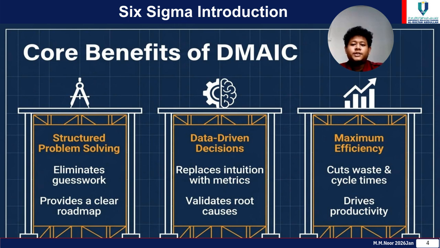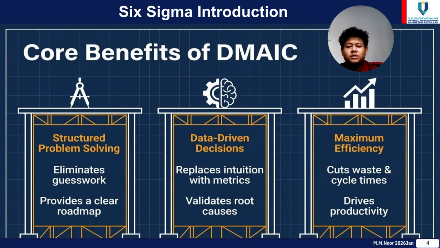Before detailing the phases, let's address why organizations invest heavily in this architecture. The core benefits of DMAIC break down into three distinct pillars. First, structural problem solving. It completely eliminates operational guesswork. By providing a highly standardized roadmap, engineering teams remain aligned and focused throughout the project lifecycle.